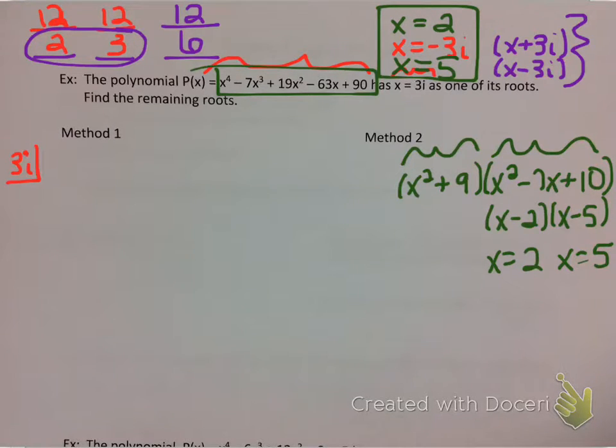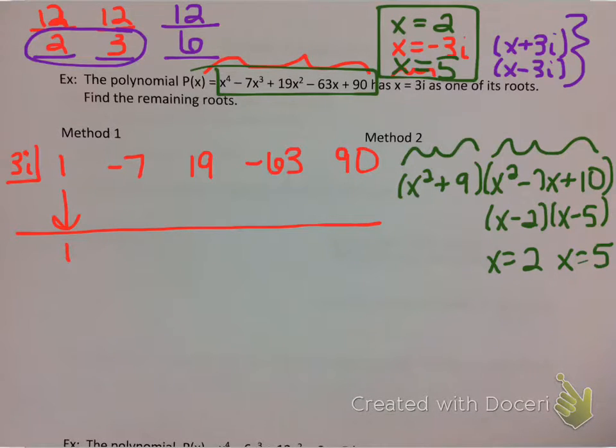And I'm going to divide it out of 1x to the 4th minus 7x cubed plus 19x squared minus 63x plus 90. You want to leave yourself as much extra room as you can, both horizontally and vertically, and you'll see why. I'm going to leave myself some extra room vertically as well. Okay, and I carry the 1 down. So in my first multiplication step, not too big a deal. 1 times 3i is 3i.